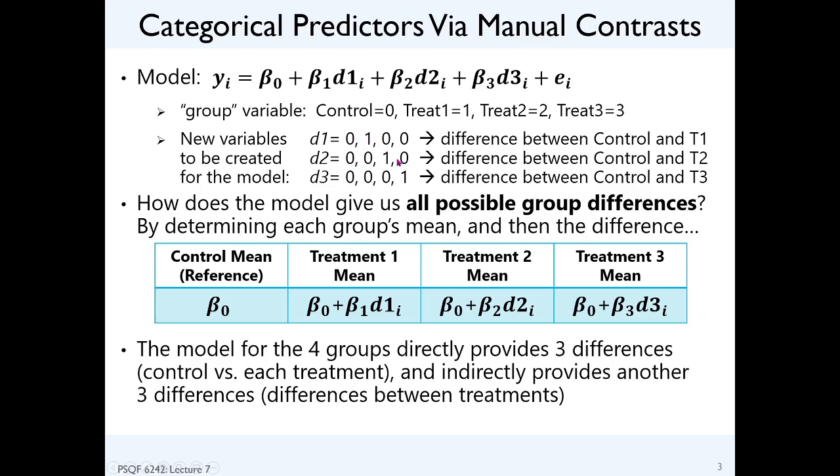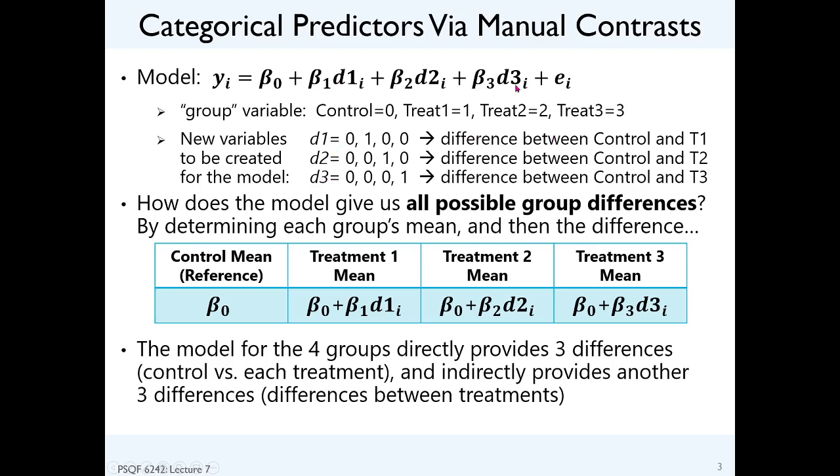If it's treatment 2, the third variable picks up a 1. And nope, the second variable picks up a 1. I'm going the wrong way. And if it's treatment 3, then the last contrast picks up a 1. And so these new variables would go into the model like this.